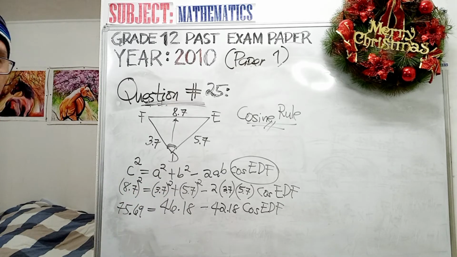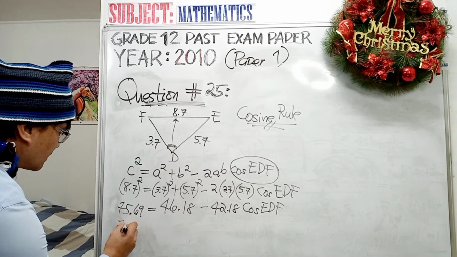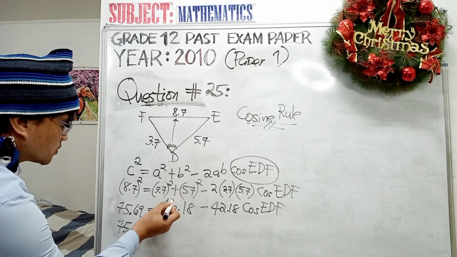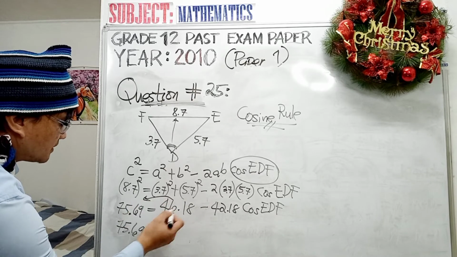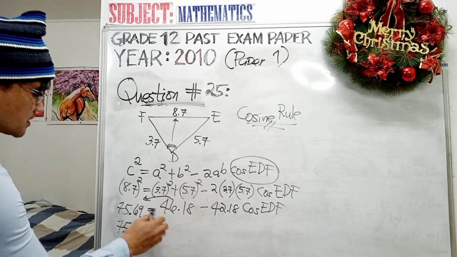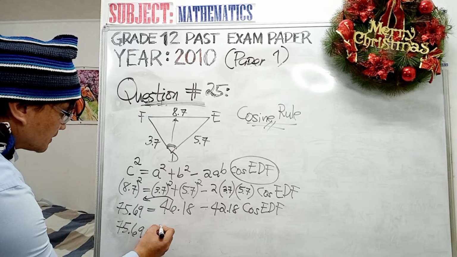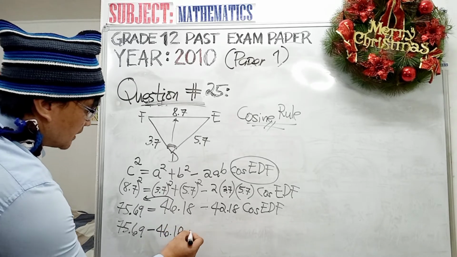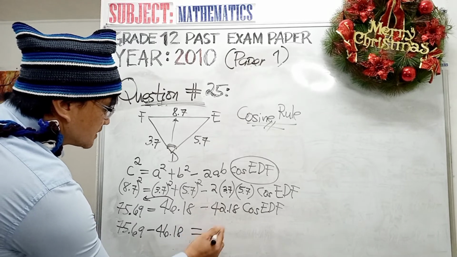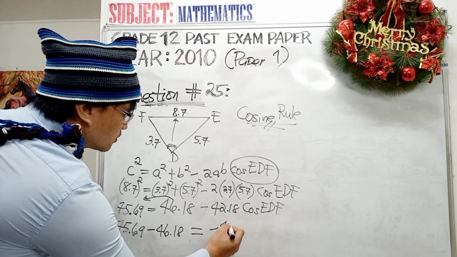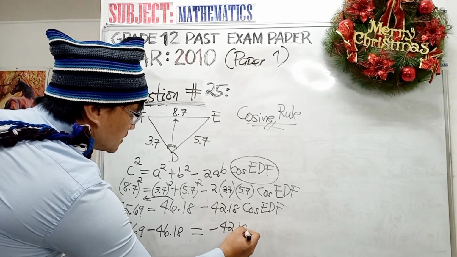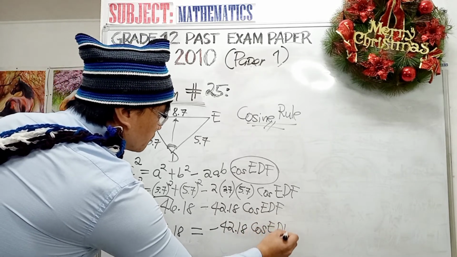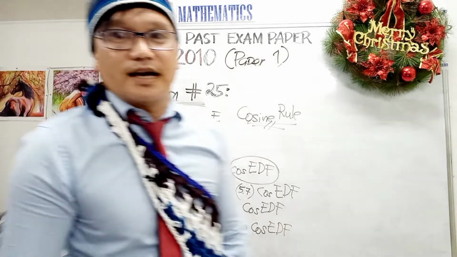So this one, we still have space, 75.69. When you transpose 46.18 to the other side, which is positive, it becomes minus 46.18, then equals negative 42.18 cosine EDF. Okay, that's cosine EDF.